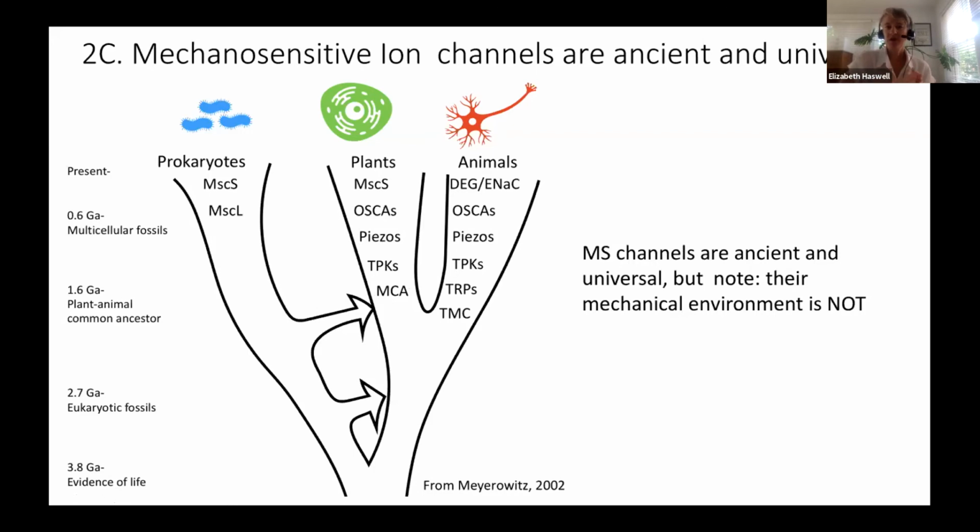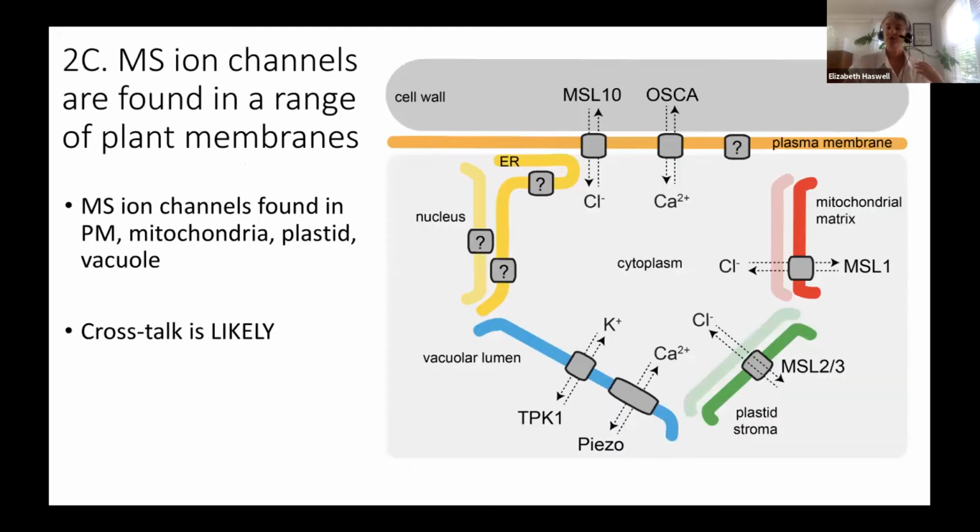But the thing to note here is that the concept of an ion channel serving to transmit changes in membrane tension to changes in ion flux is universal, but the environment in which those channels are functioning is not the same. Plants and prokaryotes have cell walls, animal cells don't. Plants and animals have intracellular organelles, and prokaryotes do not. So if you take a plant-centric view, you think about mechanosensitive ion channels and the range of things they could be doing. There are lots of different families of ion channels, but they're also localized to a range of membranes.